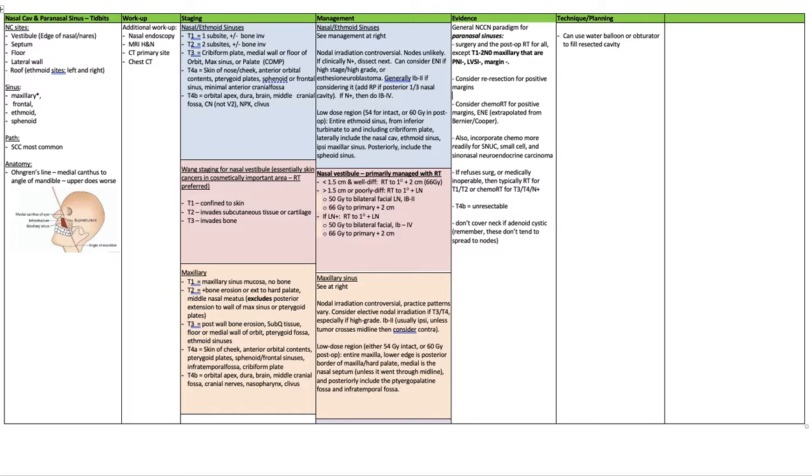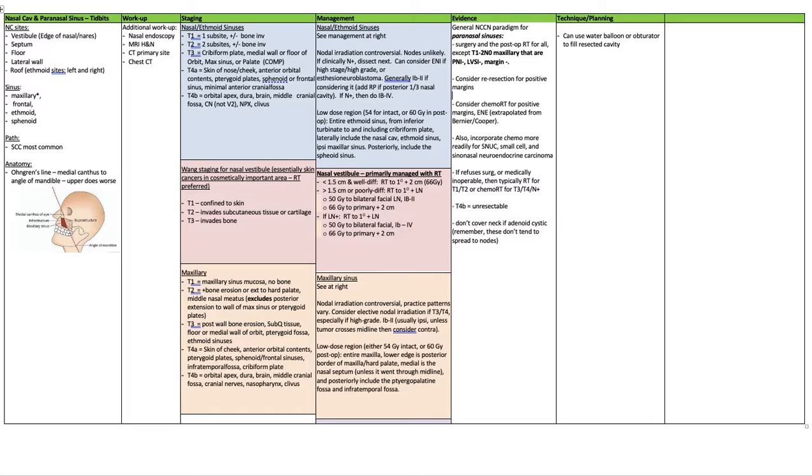Radiation is preferred. T1, confined to skin. T2, invades subcutaneous tissue or cartilage. T3 invades the bone. Maxillary sinus cancers have their own staging. T1 is maxillary sinus mucosa but no bone. T2 is bone erosion or extension to the hard palate.